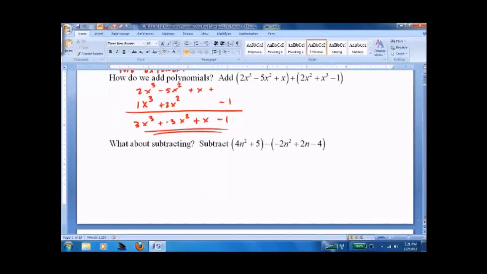Now subtracting is the same thing, except the first thing you do is change everything. So we're going to make this a plus, and we're going to change all three signs. Was a negative is a plus. Was a plus is a negative. Was a negative, make it a plus.